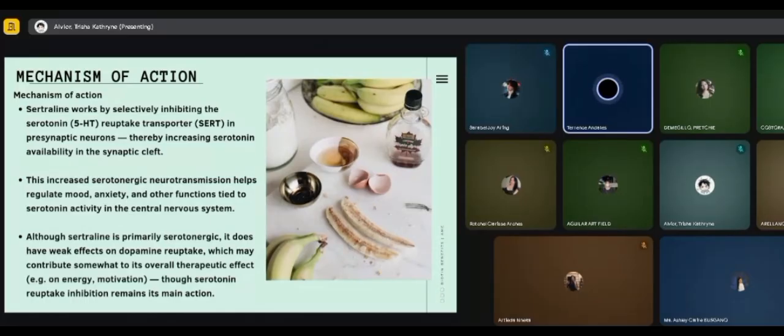Although sertraline primarily targets serotonin, it also has mild effects on dopamine and norepinephrine pathways, which may contribute to improved energy levels, motivation, and emotional balance. So overall, the main therapeutic effect still centers on boosting serotonin to help manage depression, anxiety disorders, and related conditions.